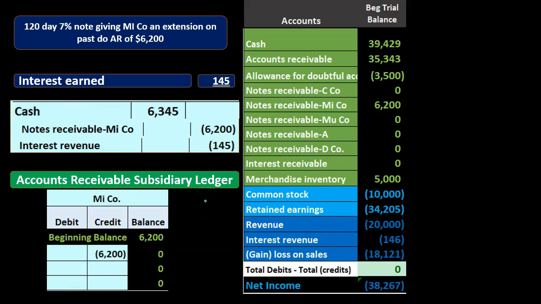If we post this out, then we're going to say that cash went up. So here's cash here. We're going to post that here. It started at $39,429. It's going to go up in the debit direction by $6,345. Accounts receivable started at this $6,200.